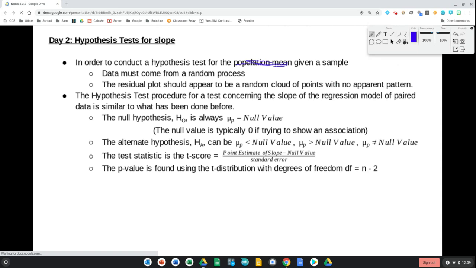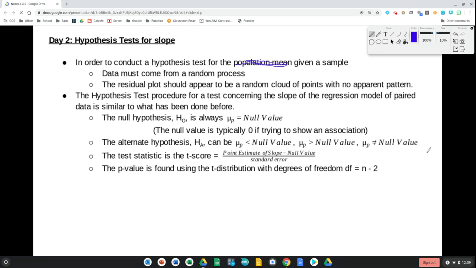But in order for that to happen, first of all, the data has to come from a random process. We've said that for pretty much everything this year. But also we want to still look at that residual plot that we've talked about before and make sure that there's no apparent pattern inside that residual plot, because that verifies that we have a linear equation and some of these other requirements are met.